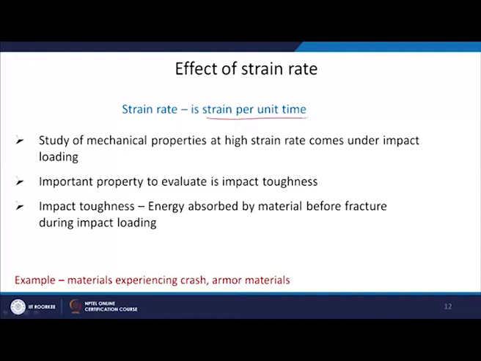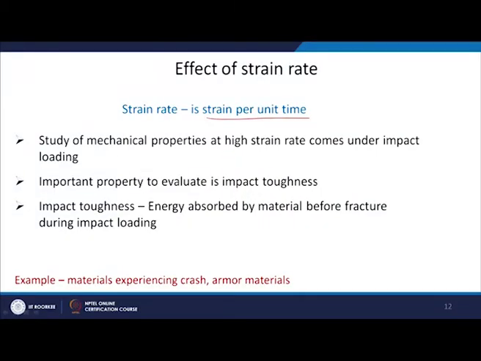Then there can be change in the material behavior as a function of strain rate also. And what is strain rate? Strain rate is strain per unit time. When I was discussing the tensile machine, I said I can move the crosshead with different velocity. So, if I am doing it at a high velocity, that means I am having high strain per unit time, that means I am doing it at high strain rate. If I am having a low velocity, then my strain per unit time will be small and my strain rate will be low. So, the study of mechanical properties at high strain rate comes under impact loading.